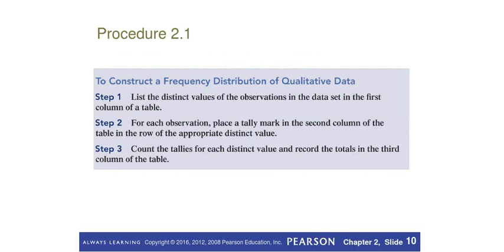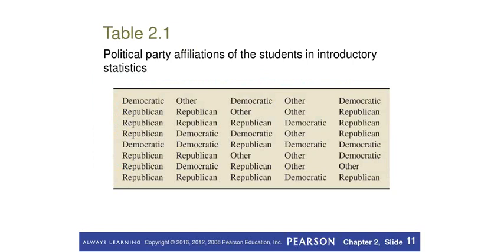Well, let's use an example right here. Let's say that we had 40 students in the class, and we asked their political party affiliations. So they all listed down their party affiliations. No name is attached, by the way. Notice we can do this completely anonymously. And we see Democratic, Republican, and other showing up. So it looks like our only categories in our first column are going to be just that: Democrat, Republican, or other.